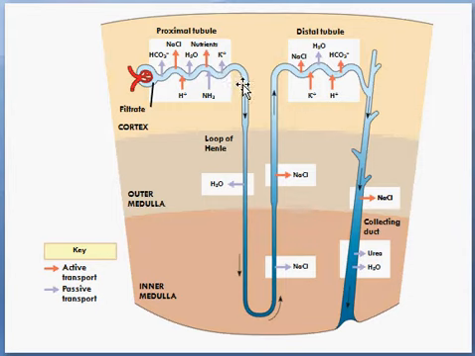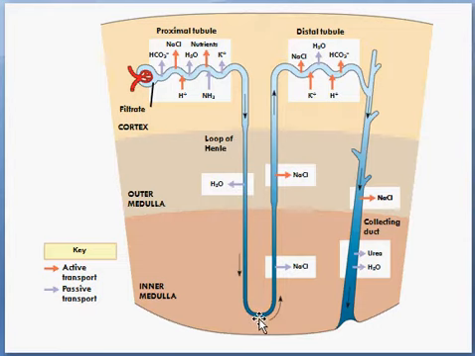Now, as you go down your loop of Henle, this descending limb right here, where the cursor is, is permeable only to water. So water leaves, and you would imagine if water is leaving, osmolarity should be increasing, making your filtrate more hypertonic or more concentrated. So it makes your filtrate more concentrated on your descending limb.